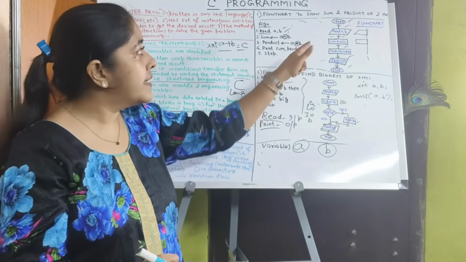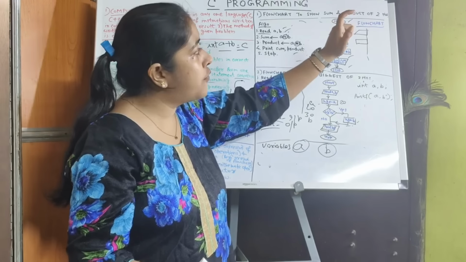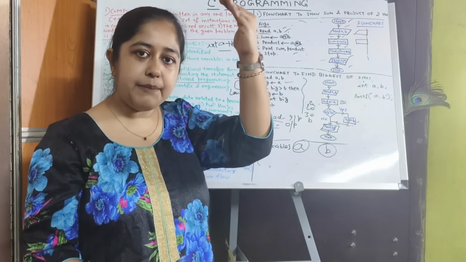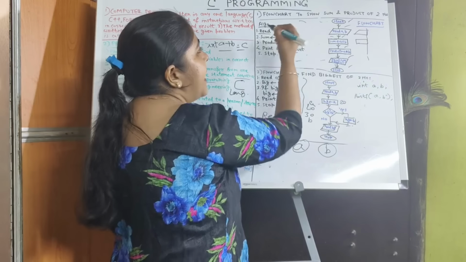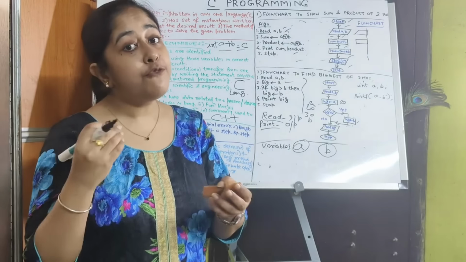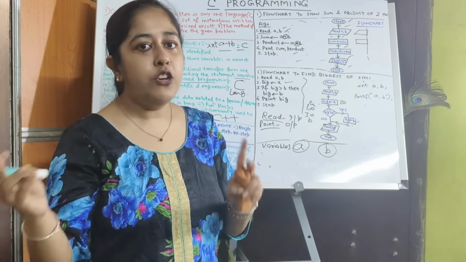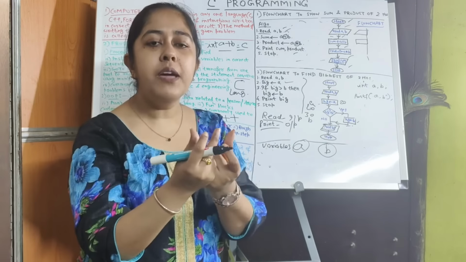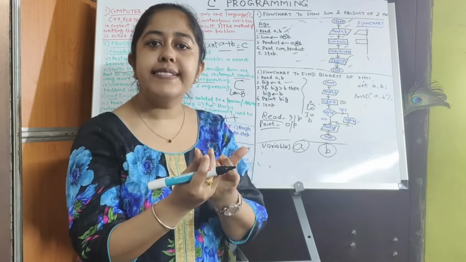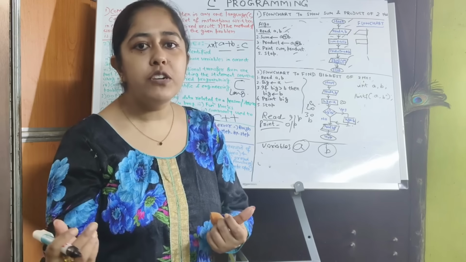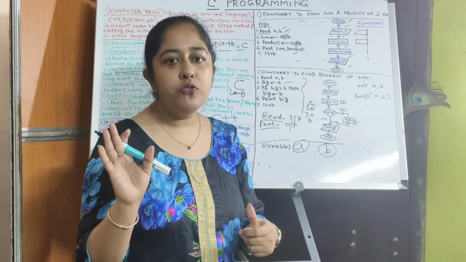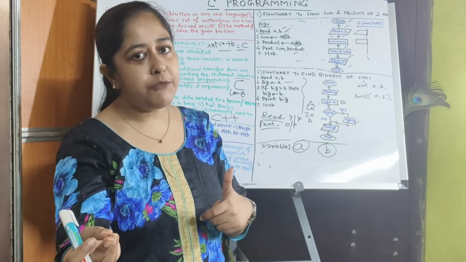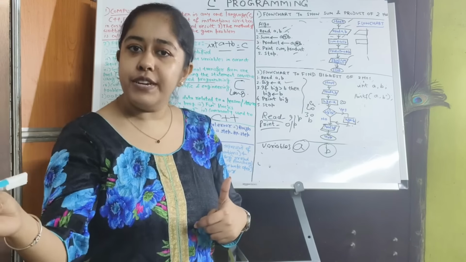Now after that you can see the flow of the arrow. It is coming down. That means after start, what will the next step be? Read A and B. That means I have to fetch the values A and B. Two variables are needed, two numbers are needed to get the summation and multiplication. Here we are going to do it for 2. If you are going to do it for 3, you have to declare 3 variables.